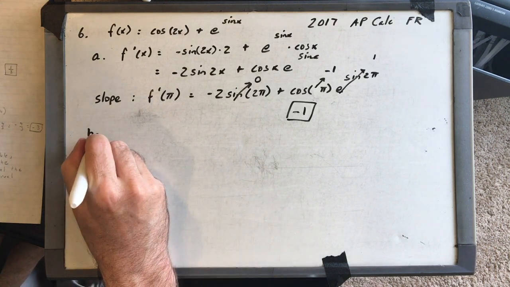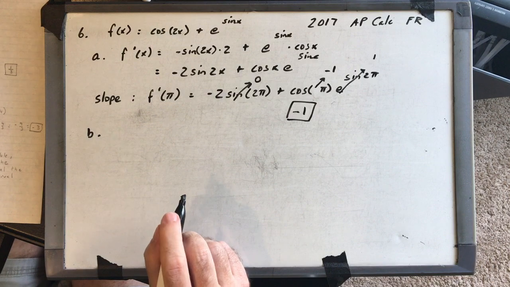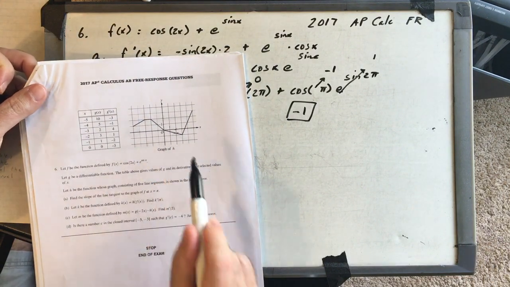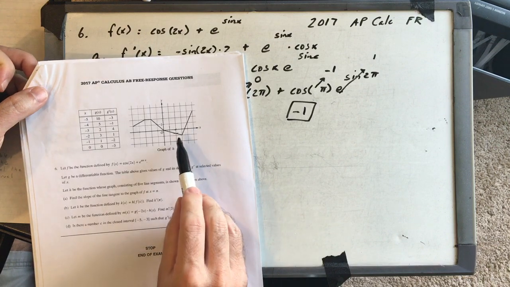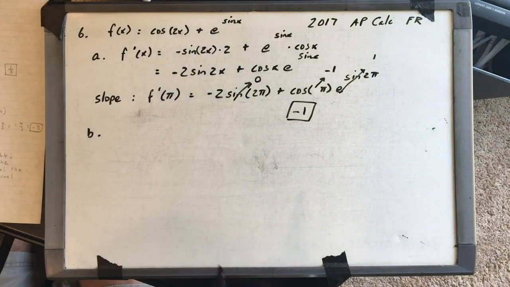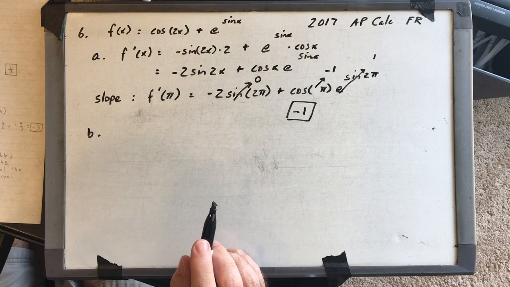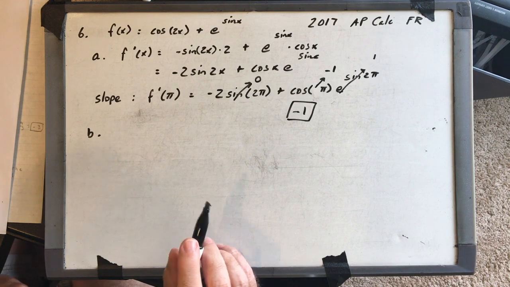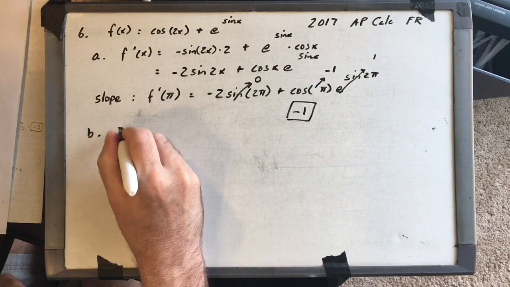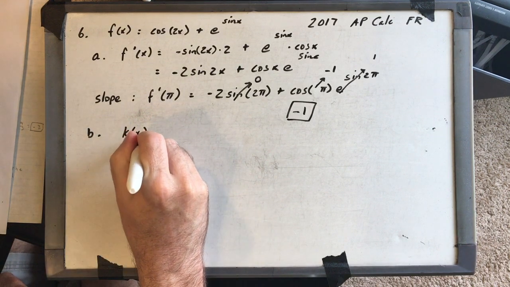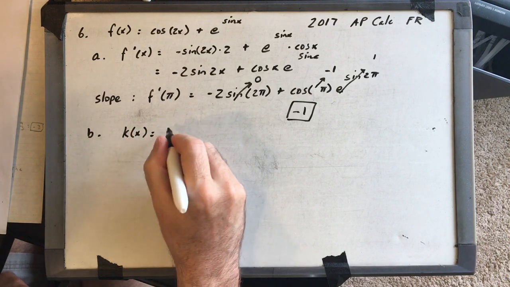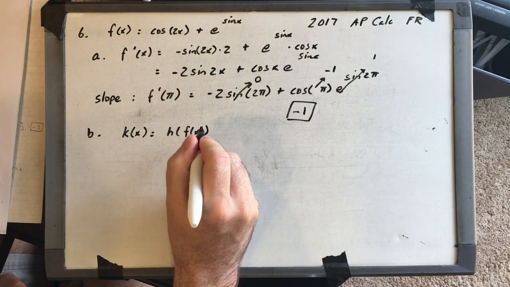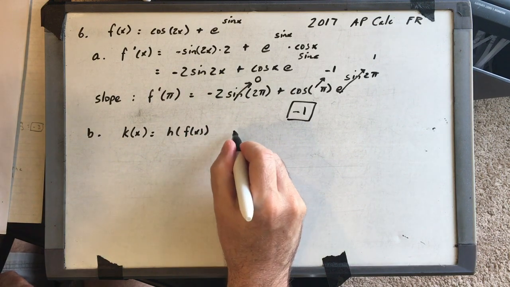Now, part B, we're going to refer to the graph of h. Okay, we're going to have to get the slope here of that line. You know, so you'll do just y2 minus y1 over x2 minus x1 there. The question asks, let k be a function defined by k of x is equal to h of f of x. Find k prime of pi.